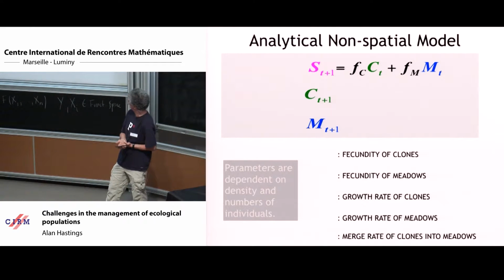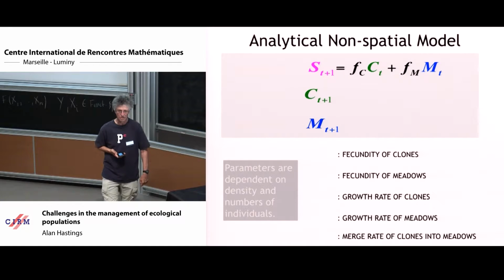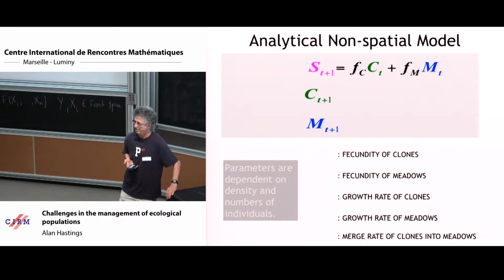They measure things in terms of the area occupied, which is something you hear about the first time you take demography in an elementary ecology class, but you very rarely see people doing. Usually they count. Well, here area is the only sensible way. So there's a fecundity of clones and a fecundity from meadows. That's where the seedlings come from.